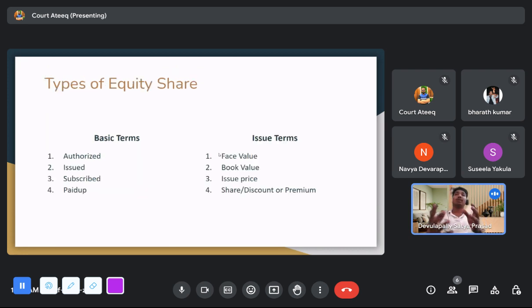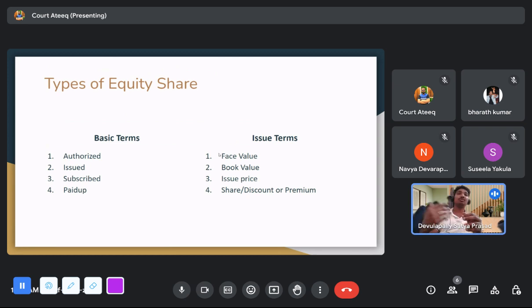So now we are coming to different types of equities. In the basic terms, there are a few things. First is authorized capital. Authorized capital is nothing but the maximum amount of capital the company or board of directors can issue according to their articles of association. Every company needs to register themselves with the Ministry of Corporate Affairs, and there will be certain clauses like articles of association. There they need to mention how much capital they can maximum issue in the market. So it is nothing but the maximum capital the company can raise.